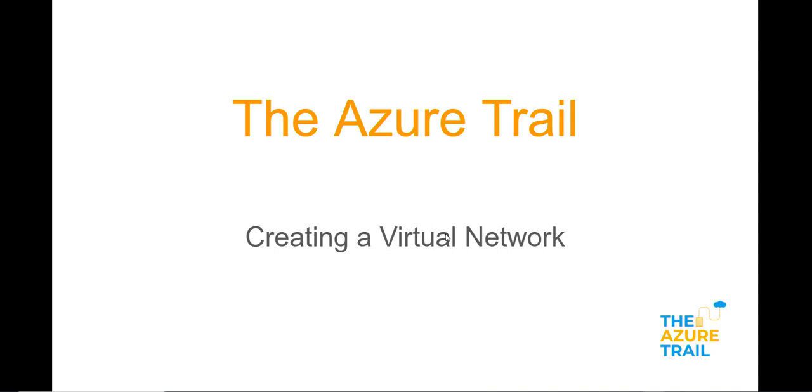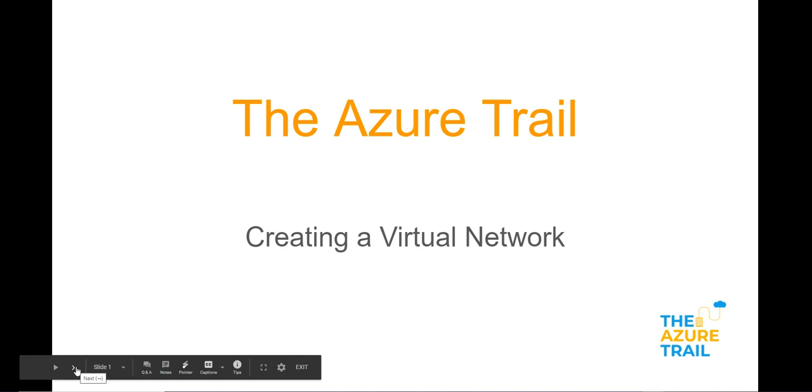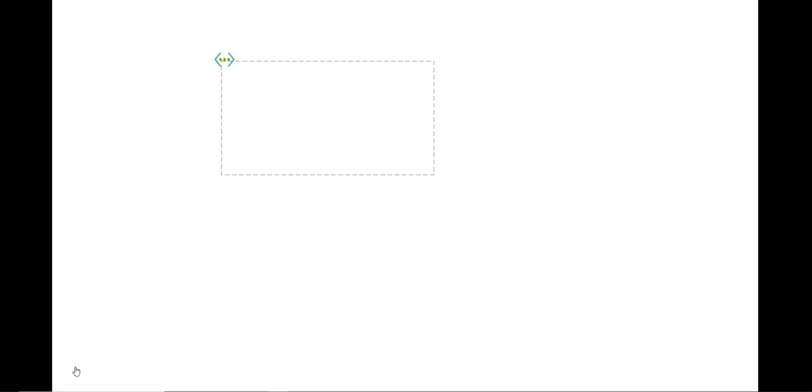In this video, we're going to have a look at creating a virtual network. So we're going to have a look at setting up some of the individual components. So first of all, we're going to create the virtual network itself. Then we're going to create two subnets within that virtual network.